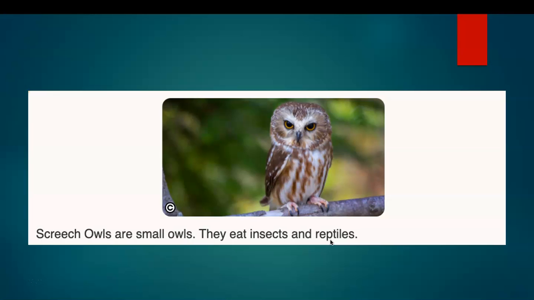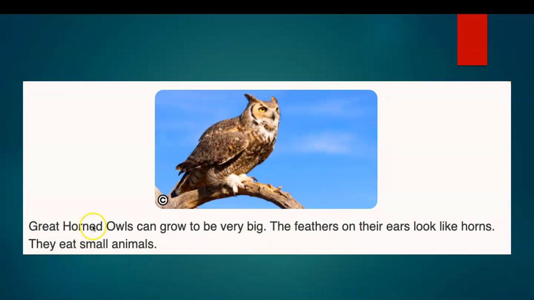I see lots of birds in this book, just like the other one, but they're all the same type of bird. They're all owls. Great horned owls can grow to be very big. The feathers on their ears look like horns. They sure do. Look at those. Those are their ears, but they look like horns. They eat small animals. Hmm. All these owls eat either bugs or small animals.